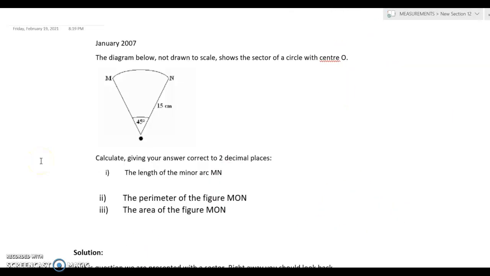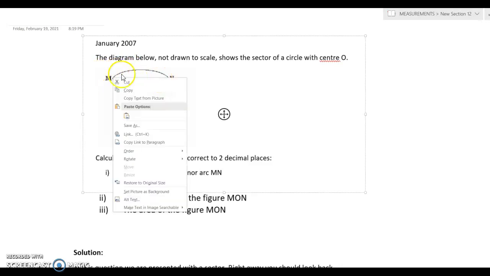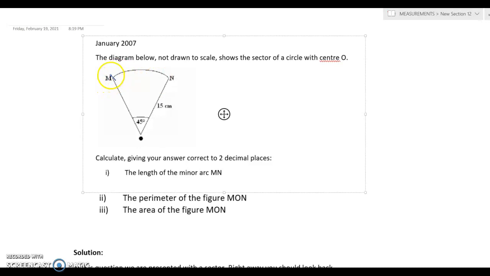Alright, now we're looking at January 2007. The diagram below, not drawn to scale, shows a sector of a circle with center O. Calculate, giving your answer correct to 2 decimal places, the length of the minor arc MN, from there to there, and then the perimeter of the figure, and then the area of the figure.